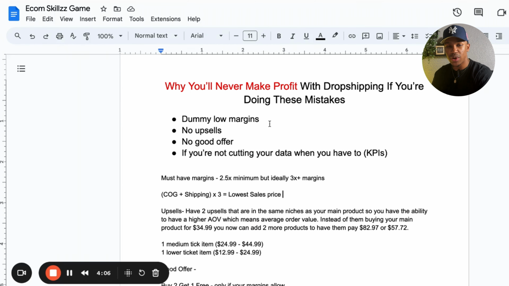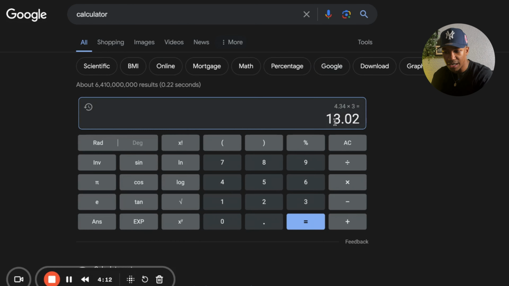And that's one of the biggest reasons why people don't see that profit, because they have dummy low margins. If we sold this product for $12, our margins are not there. Like it's going to be hard to actually be profitable. You see what I'm saying? So your margins are everything. And I hope I was able to get that through.